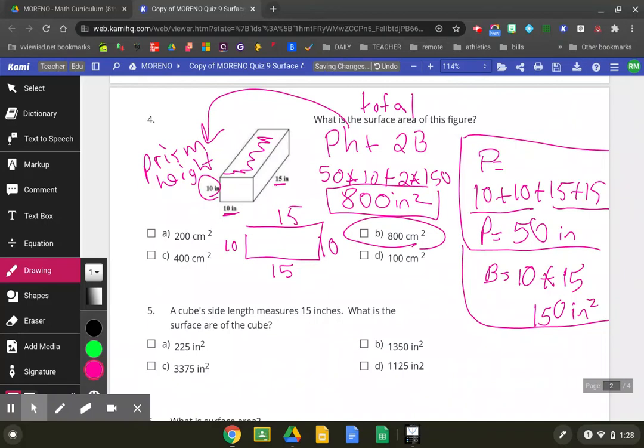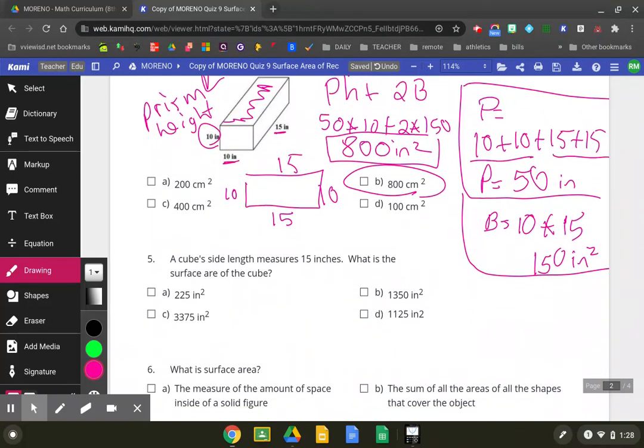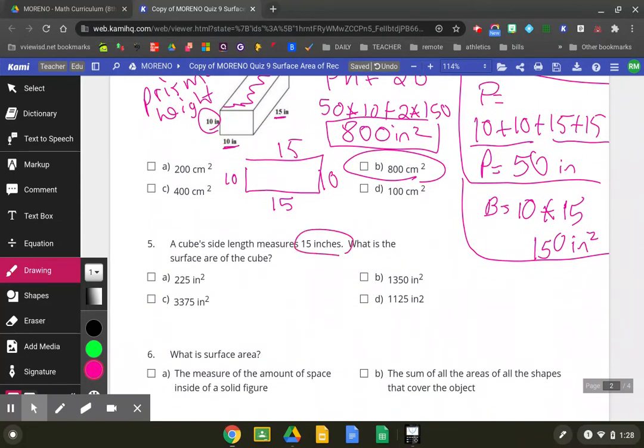Let's move on to the next one. A cube's side length measures 15 inches. What is the surface area? So we're going to look again for total surface area. When we're talking about a cube, the cube actually has a square base, and remember that the square has all 15s.